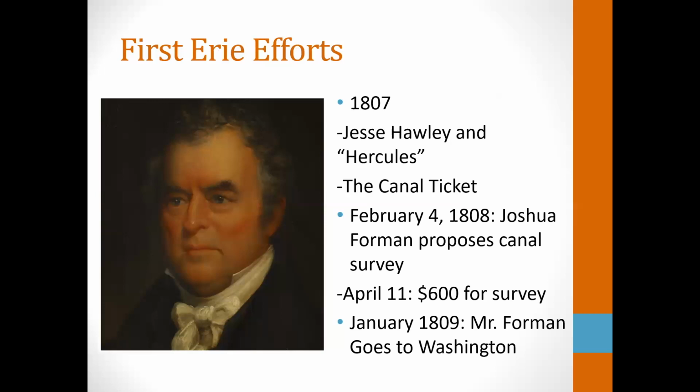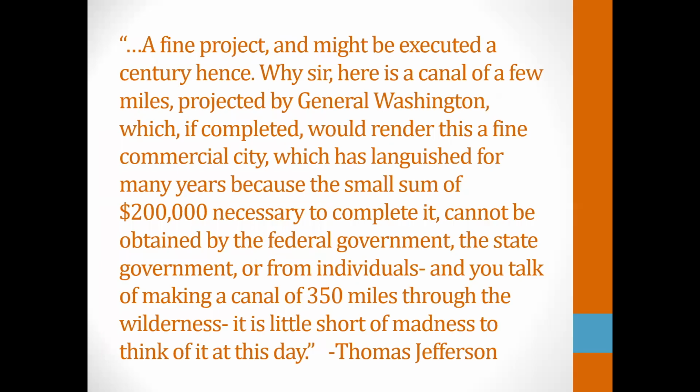Well, he meets with Thomas Jefferson, who says this: a prime project might be executed a century hence. Why, sir, here's a canal of a few miles projected by General Washington. He's referring to the Potomac Canal around the Great Falls on the Potomac, which, if completed, would render this a fine commercial city, just languished for many years because of the small sum of $200,000 necessary to complete it. It cannot be obtained by the federal government, the state government, or from individuals. You talk of making a canal 350 miles through the wilderness. It's little short of madness to think of at this day.